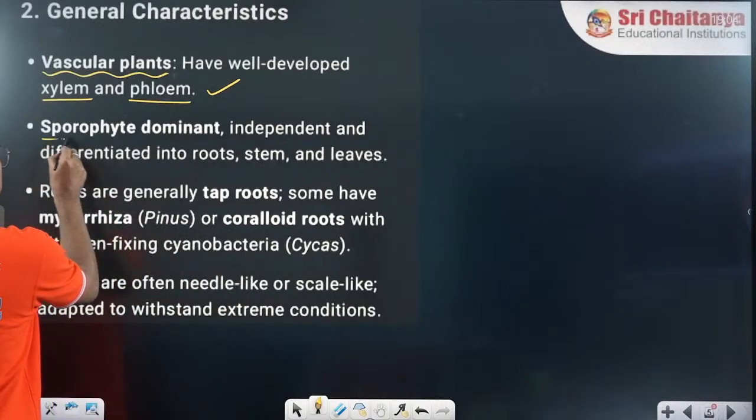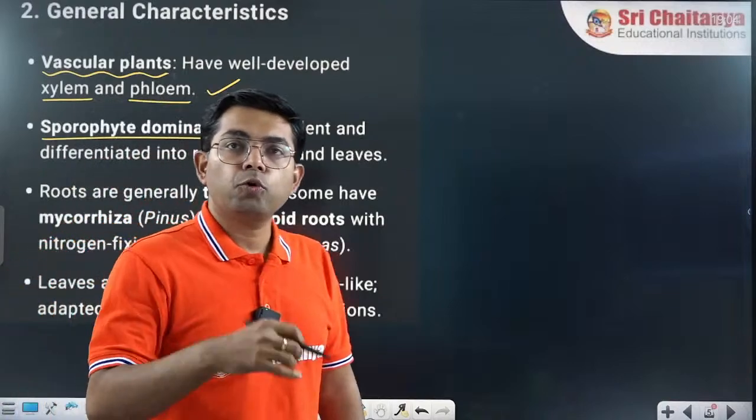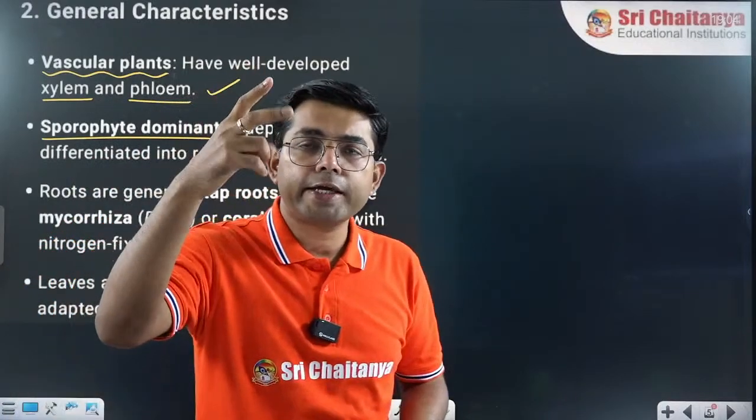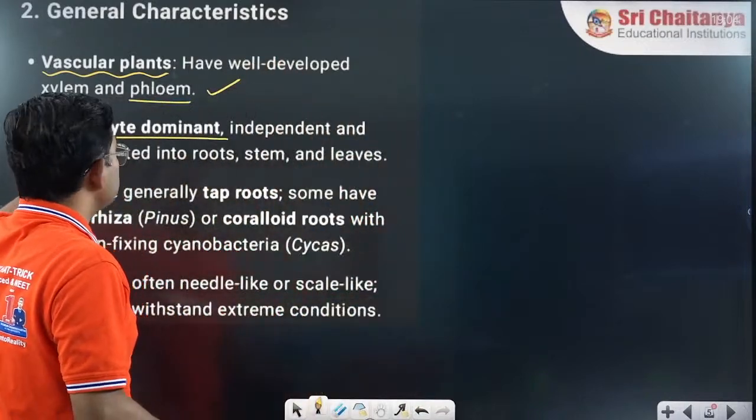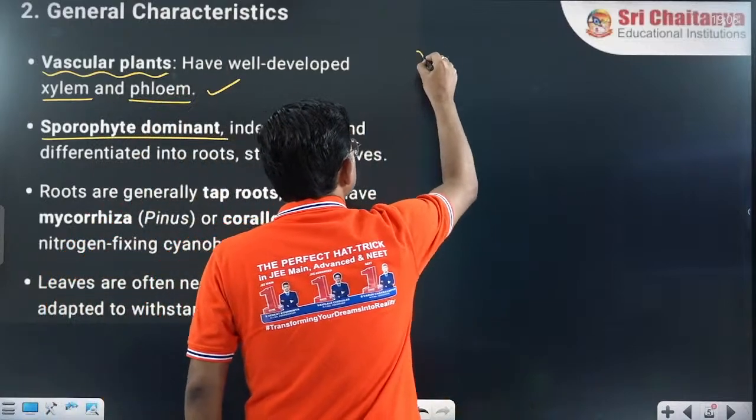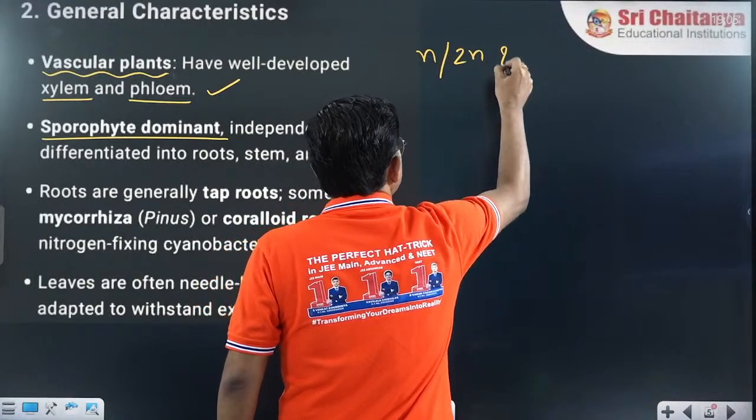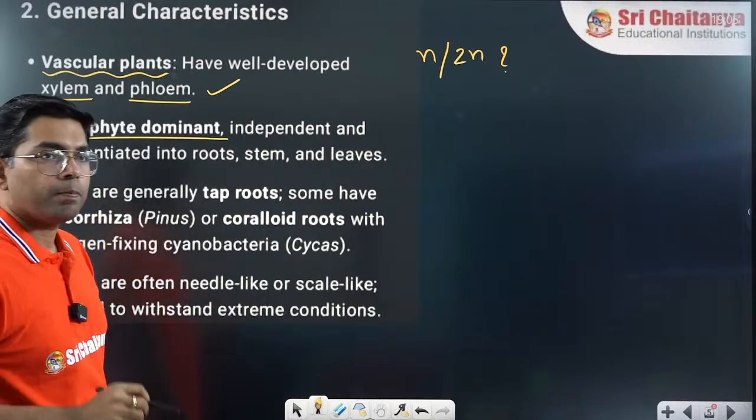Now, here in the life cycle, sporophyte is dominant. We will see the life cycle. The life cycle has two phases, sporophyte and gametophyte. All of you tell me, sporophyte is 2n or n? All of you have to respond. Sporophyte is n or 2n? Tell me.